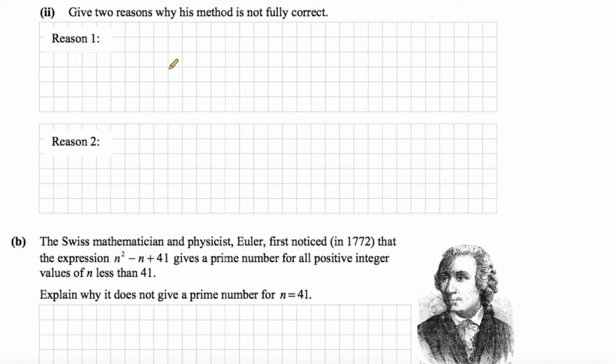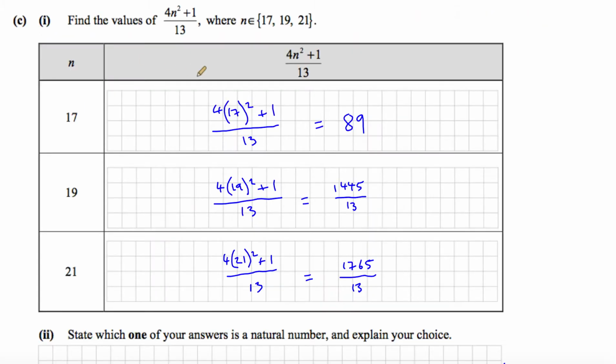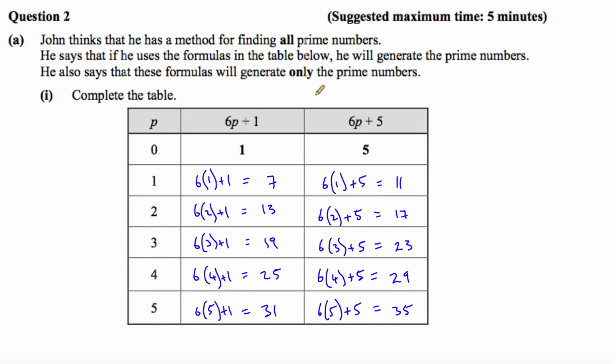Part 2 says give 2 reasons why his method is not fully correct. So his method being that he was trying to find all prime numbers and only prime numbers. So we can see from this that there's a few numbers in here that aren't prime. So 25 would be one.